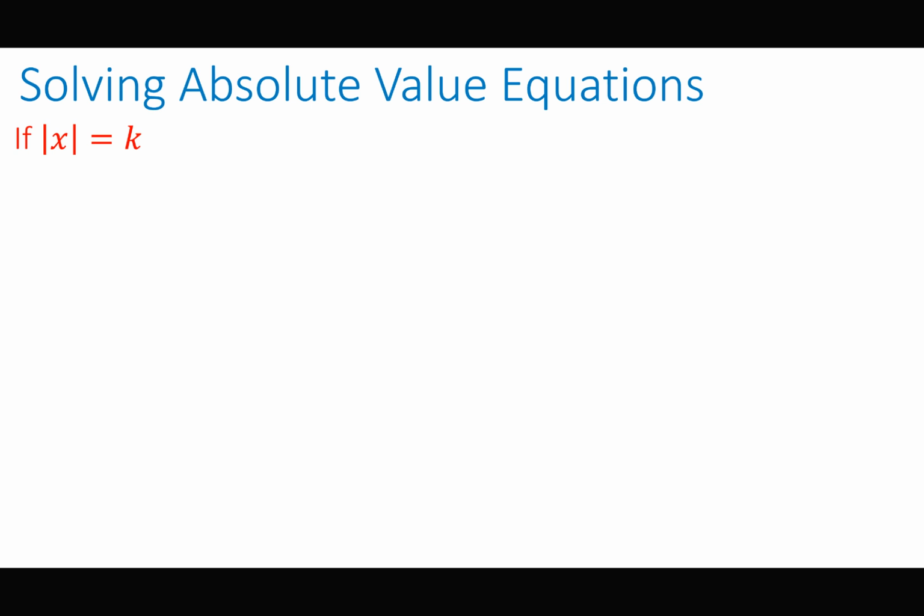We're going to be working with k a lot today. So k just represents some number. So absolute value of x equals k simply means that if I were to graph this on a number line, here's my 0, I could go from negative k all the way to positive k. So I would say x is going to be plus or minus k.